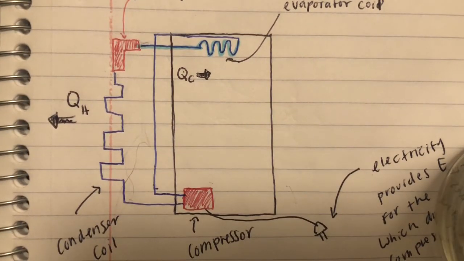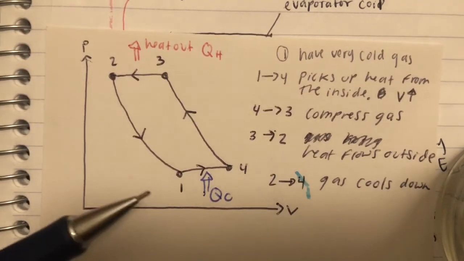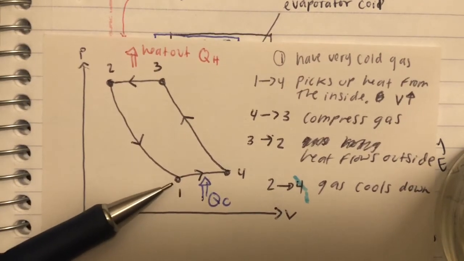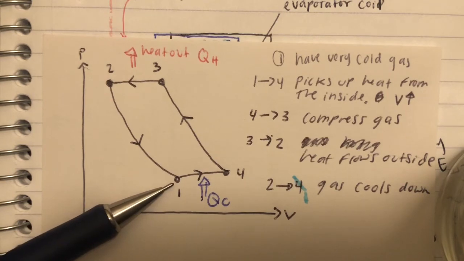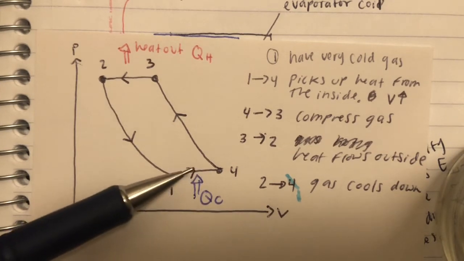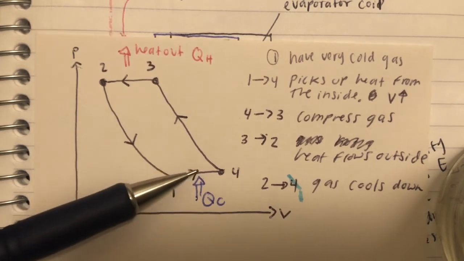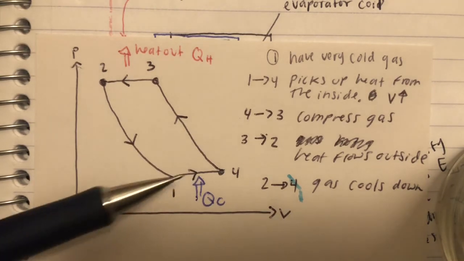And now I'm explaining it using a PV diagram. So we start here, and this is the coldest temperature we're gonna have. So we have very cold gas from 1 through 4. So this is when it's going through the evaporator coils. So it picks up heat from the inside, increasing the volume.